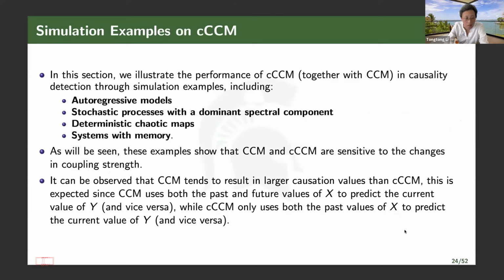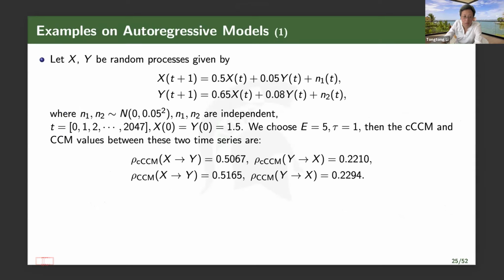We looked at a lot of simulation examples. I think I will just explain one or two of them instead of going through everything. If we look at an autoregressive model here and at the equations, we can see that x of t has a stronger impact on y than the impact in the other direction. And CCM can detect these changes.